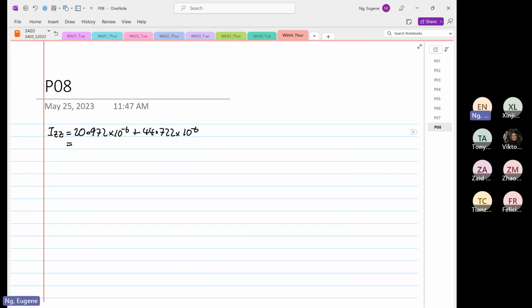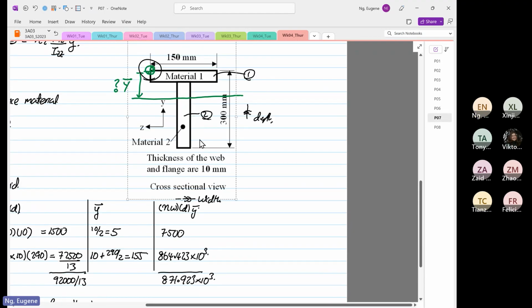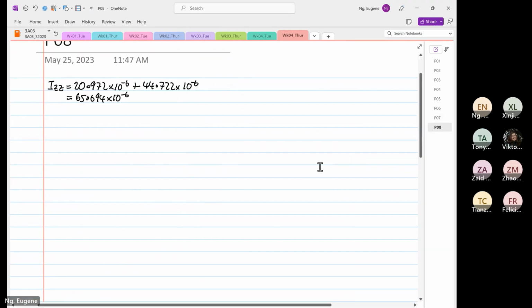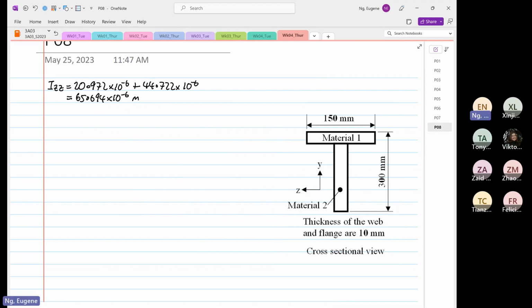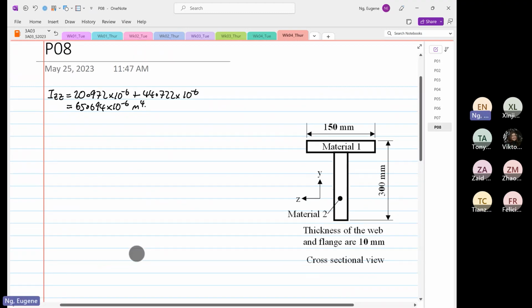Okay, so 20.972 to the power minus 6 plus 44.722 to the power minus 6 is equal to 65.694 times 10 to the power minus 6. Okay, so let's get this diagram across. So this is meter to the power 4. So then we need to find our moment, right?